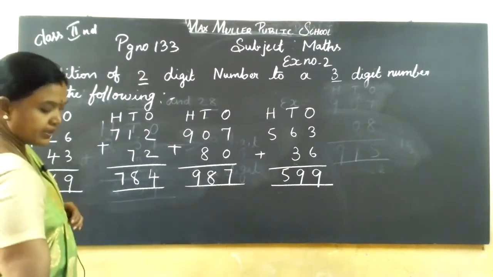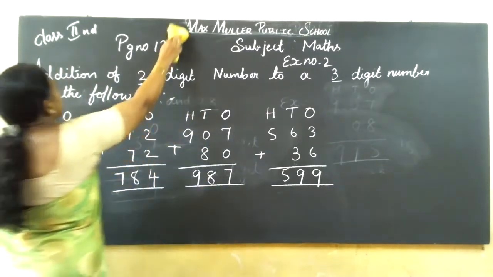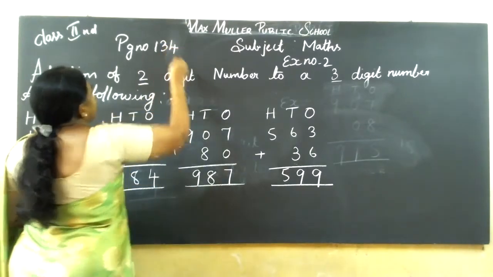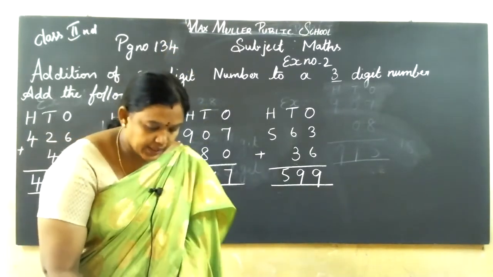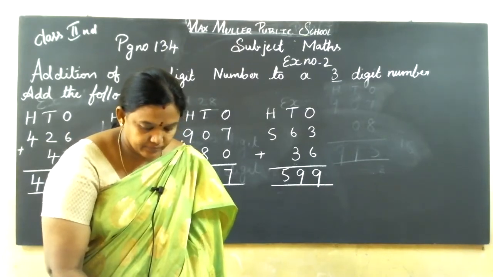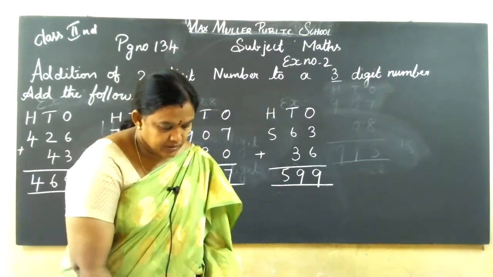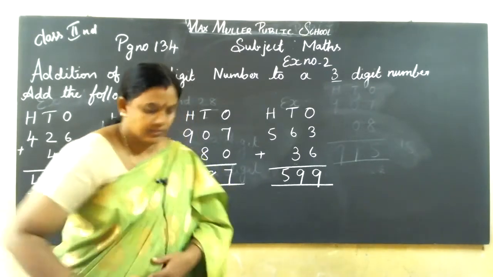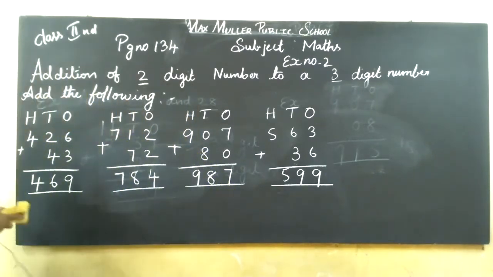Page number 133 we finished. Now page number 134. Go to the next page, children. You want to go to the next page? Shall I rub? You finish it neatly.